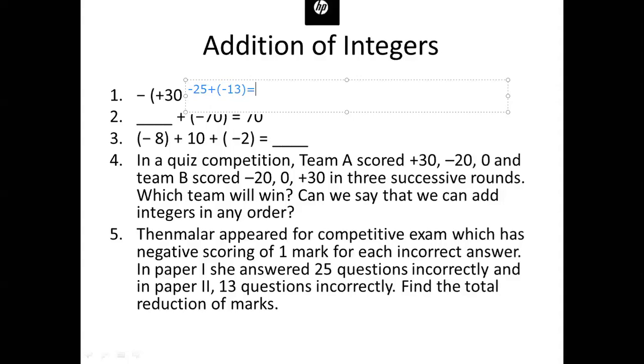So what's the result? Minus 25, and I'm going to remove the parentheses. So plus into minus is minus 13. So when the symbols are similar, it means addition. So addition means 25 plus 13 ends up in 38. And what's the symbol? Minus, because both the numbers carry the value minus. All right. So the answer is minus 38. So find the total reduction of marks, minus 38. That's it.